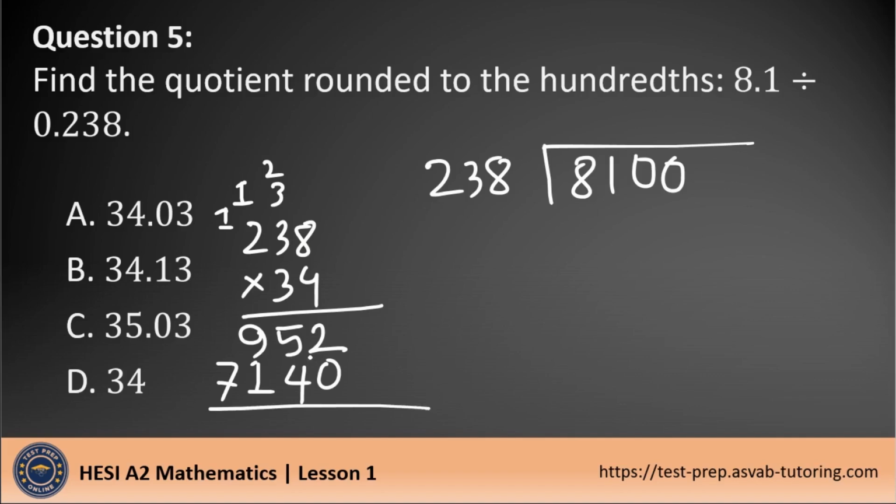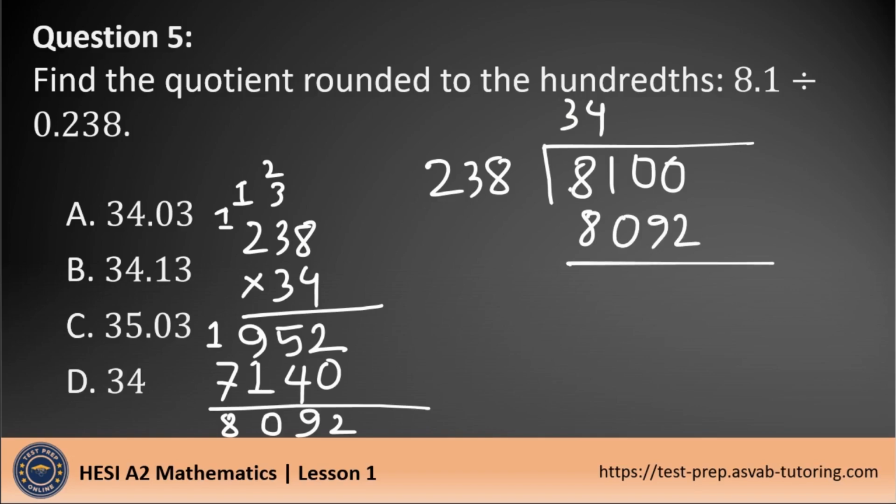So now we need to add the two numbers. Here 2 comes, 2 plus 0 equals 2, and 5 plus 4 equals 9, and 9 plus 1 equals 10. So 0 comes and 1 is a carry for the next digit. So 7 plus 1 equals 8. So 238 times 34 equals 8092. Now we need to subtract 8092 from 8100.